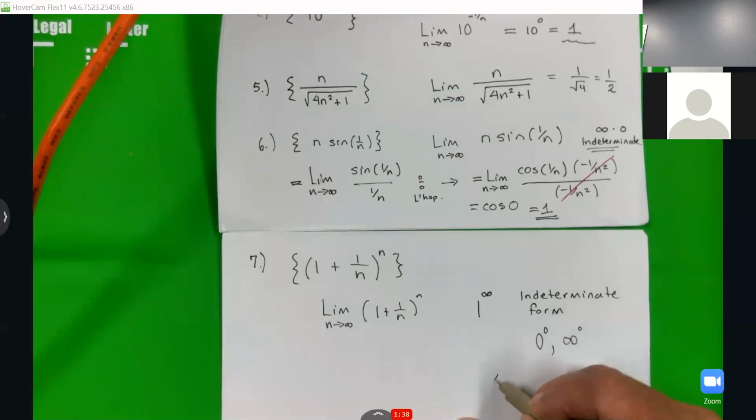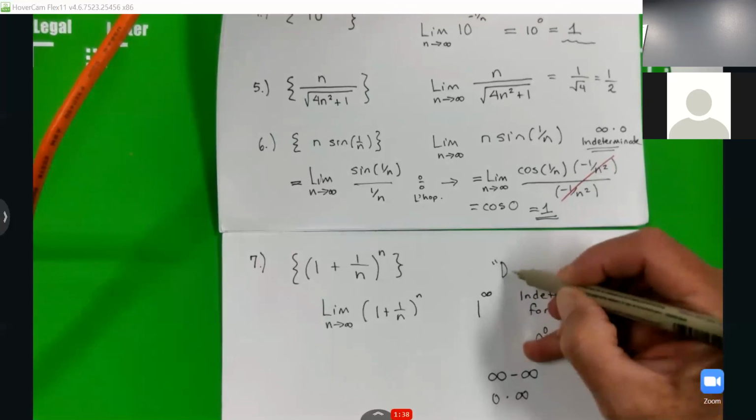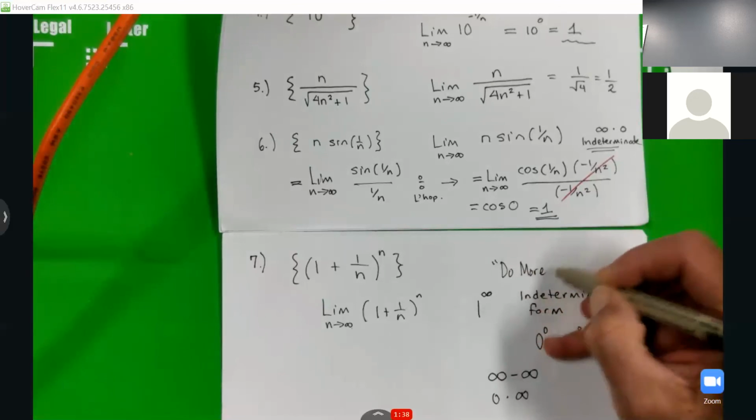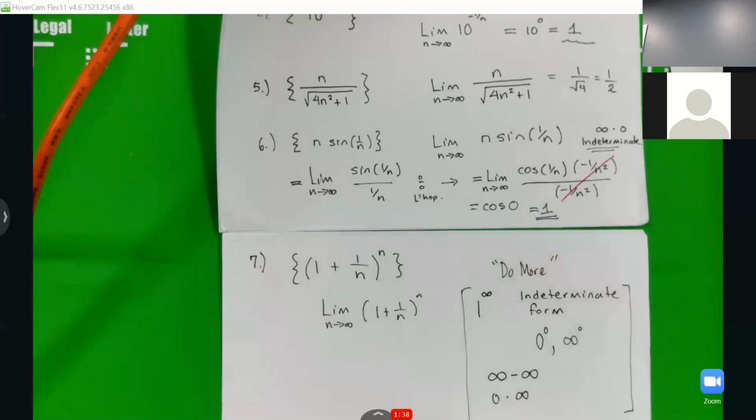A couple of other indeterminate forms are infinity minus infinity. And then the one we've seen before, 0 times infinity. These forms all say do more, do some algebra. And your job is to try to do enough to get it in the 0 over 0 form or the infinity over infinity form. When you have one of the first 3 types, these exponential forms, the technique involves using a logarithm.